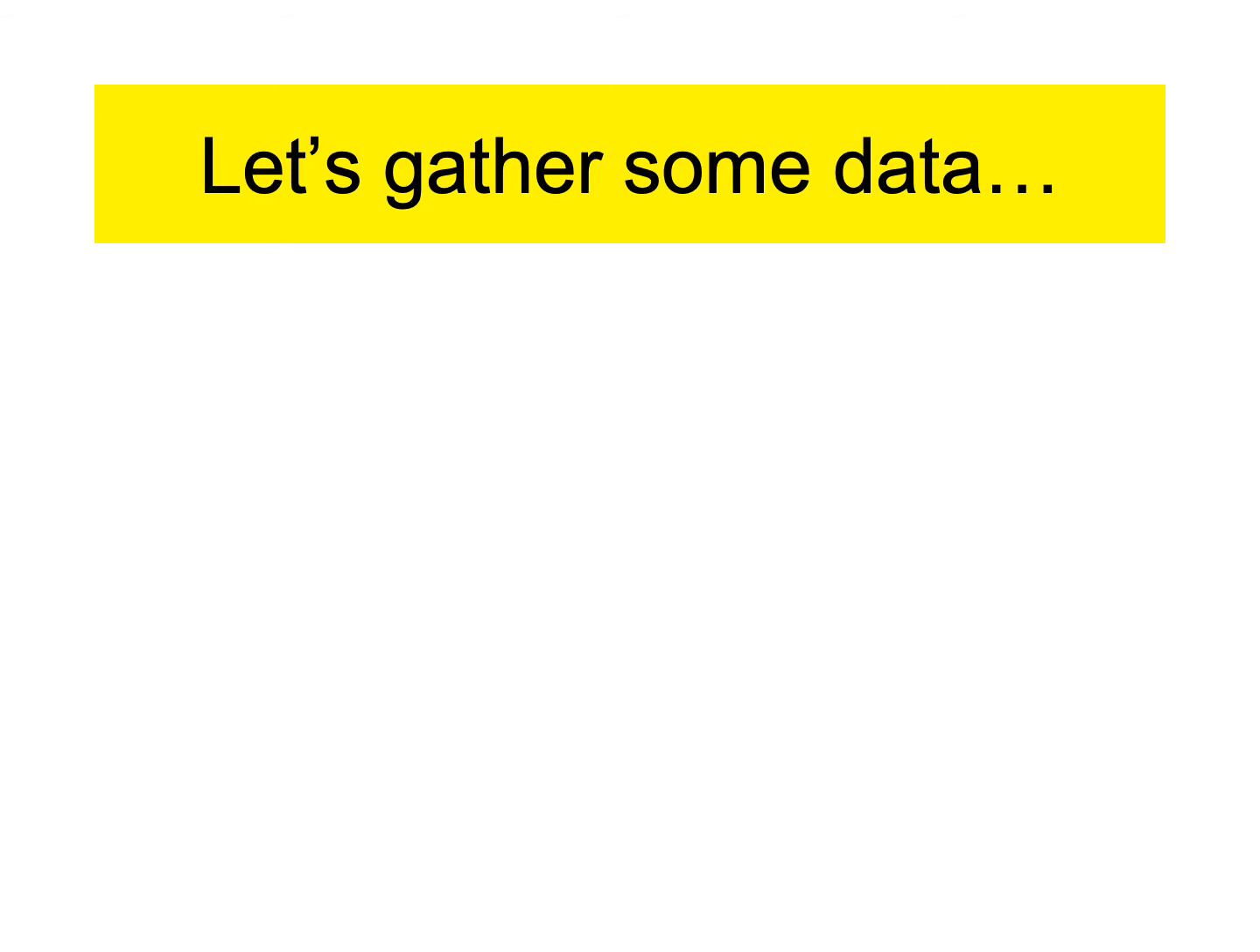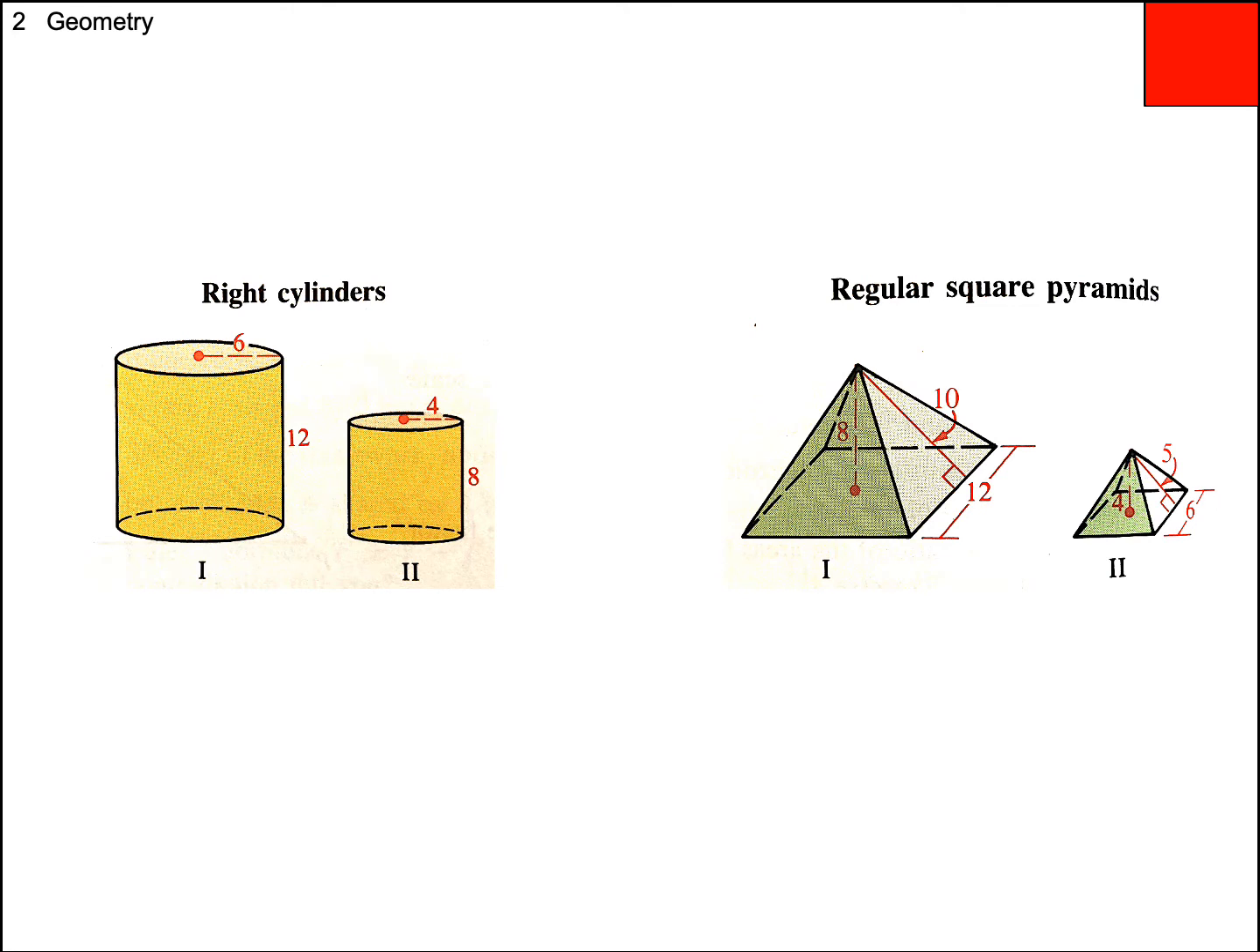So first thing we're going to do is gather some data. I'm going to claim that these are two similar shapes. I'll have a small one and a big one. And then we're just going to do some calculations with these particular shapes. So imagine we had two similar cylinders or two similar square pyramids, regular pyramids, right? Cylinders are also right, okay? So these are two separate problems, right? Cylinders and then pyramids.